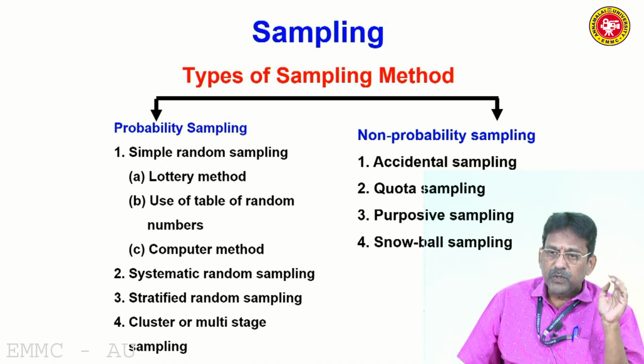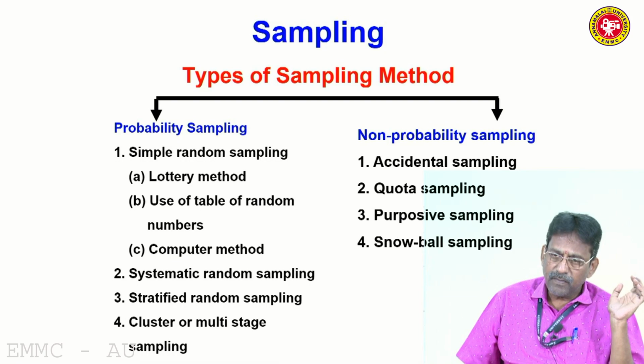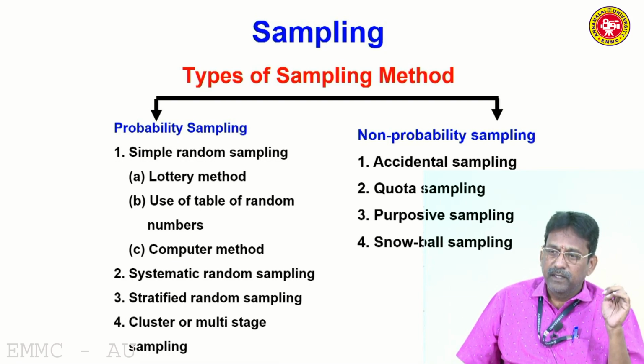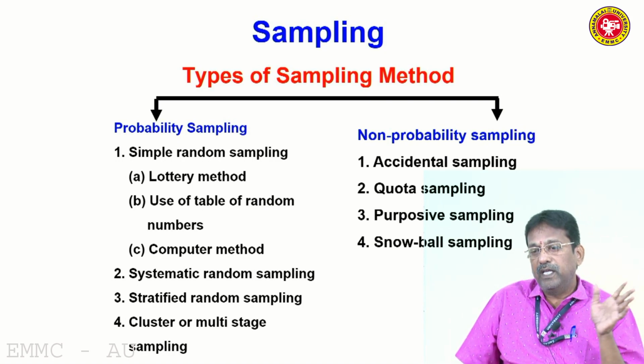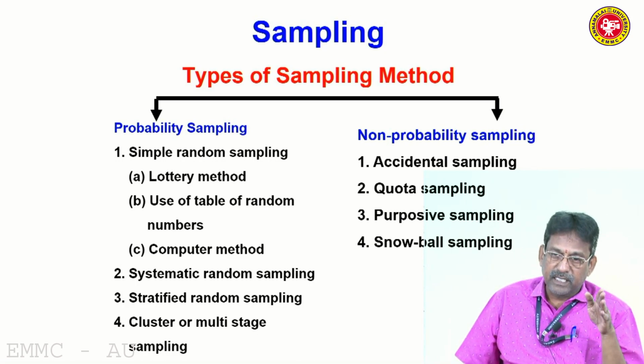So there are two types of sampling method. One is probability sampling, another one is non-probability sampling. What is probability sampling? Each and every unit gets an equal chance in probability, but non-probability sampling is totally different. So one by one we can see. First we can discuss probability sampling.